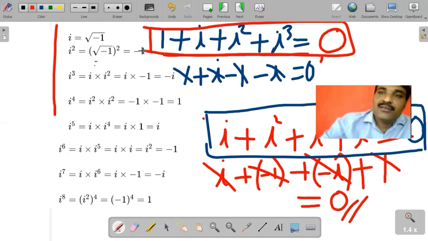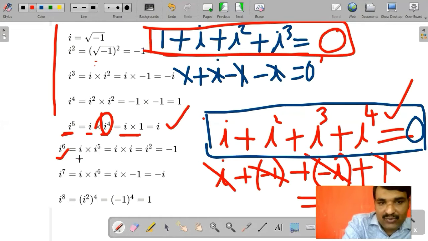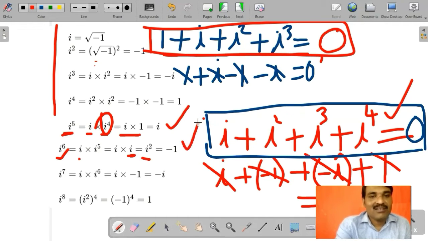Right. So we have two expressions. What's the value of iota raised to 5? Iota multiplied by iota raised to 4. So we know iota raised to 4 is equal to 1. Iota multiplied by 1 is equal to iota. Iota raised to 6 is equal to iota multiplied by iota raised to 5. So iota raised to 5 is replaced by iota. That is equal to iota square, so that is equal to -1. Then iota raised to 7, that is iota multiplied by iota raised to 6, so iota multiplied by -1.